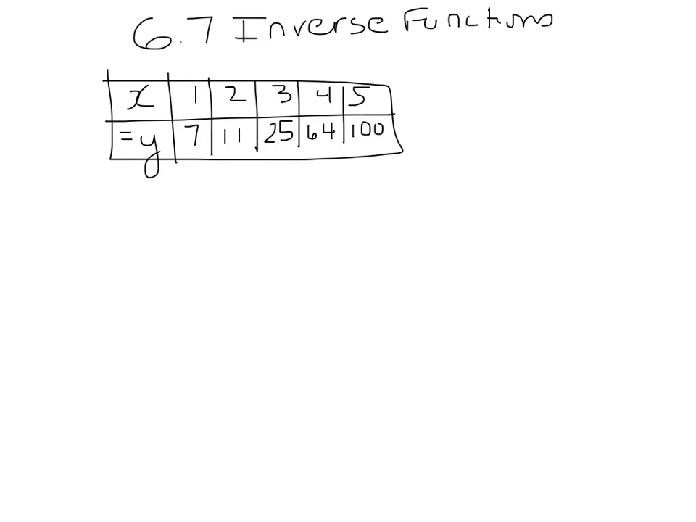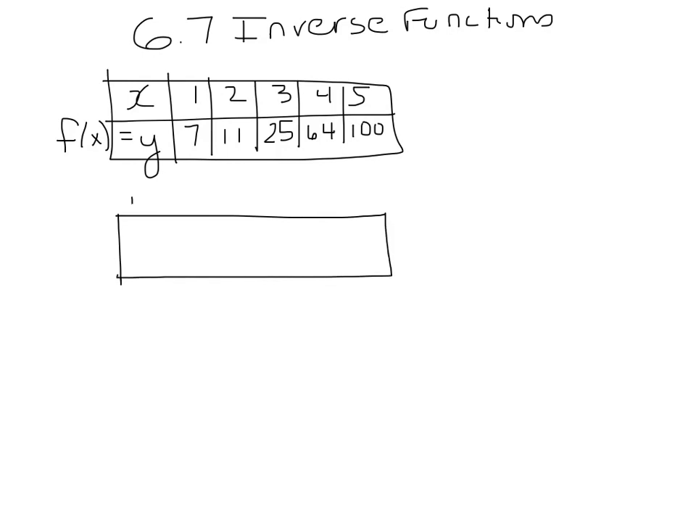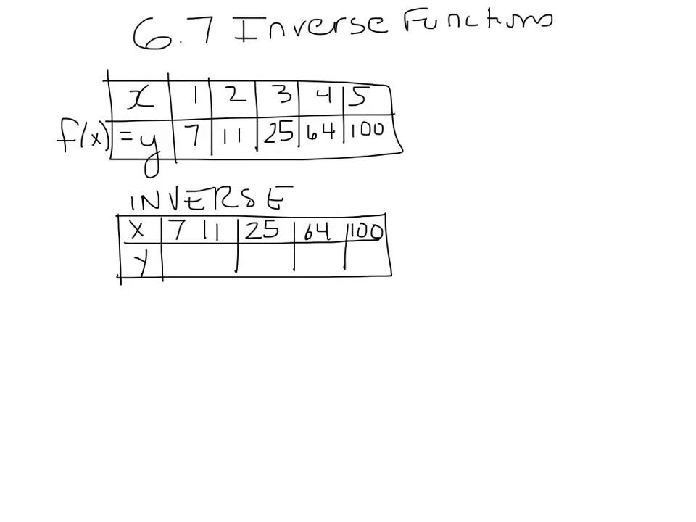Okay. I can find an inverse function. So this y was equal to f of x, okay? I could find an inverse by switching the x and y values. So the inverse would be x's and y's, but what used to be y's are now x's. So 7, 11, 25, 64, and 100 are now my x's, but they have the same pairing. 7 is with 1, 11 is with 2, 25 is with 3, 64 is with 4, 100 is with 5. So all you really have to do is switch your x's and y's.